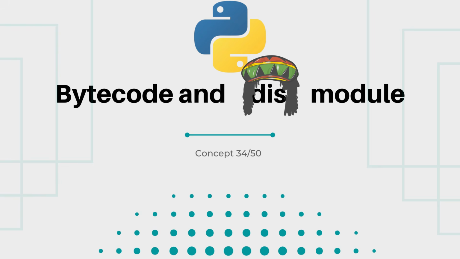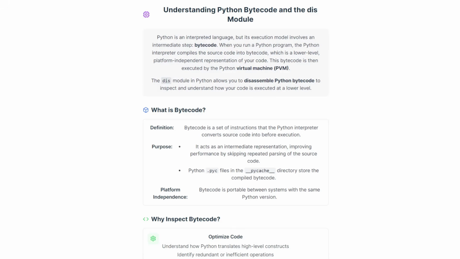Python bytecode and the dis module. Python is interpreted, but its execution model involves an intermediate step, bytecode. When you run a Python program, the Python interpreter compiles the source code into bytecode, which is a lower level platform independent representation of your code. This bytecode is then executed by the Python virtual machine.